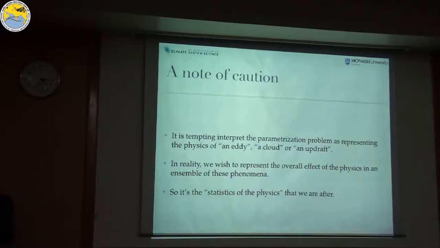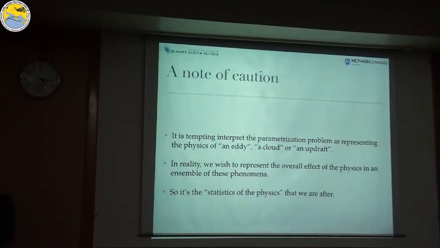I did tell you this, but I want to repeat it. It's tempting to interpret parameterization as the physics of a cloud or an updraft, because we often end up with one equation for updrafts. And I just want to remind you, in reality, what we're trying to do is not to represent one cloud in our grid box, but to represent statistics over all the clouds in the grid box. And that has consequences as to how we formulate our parameterizations.